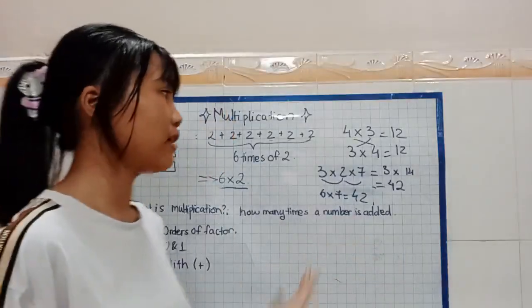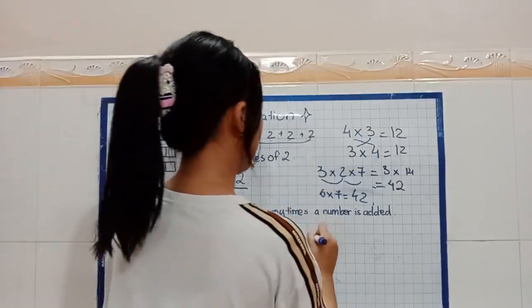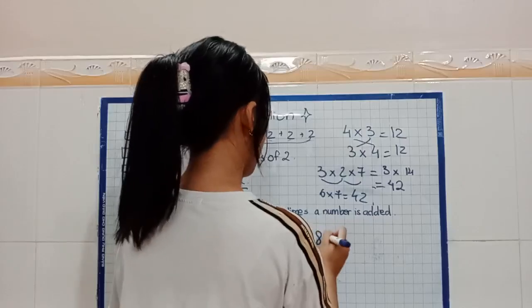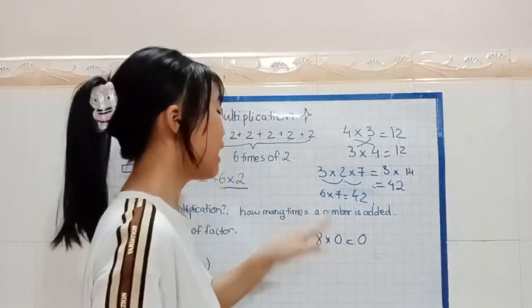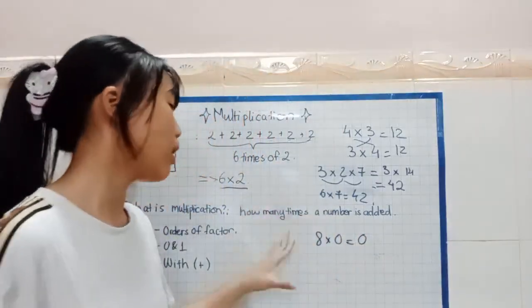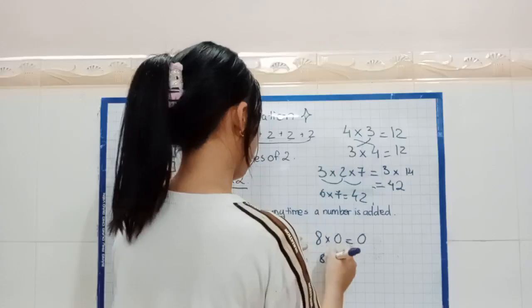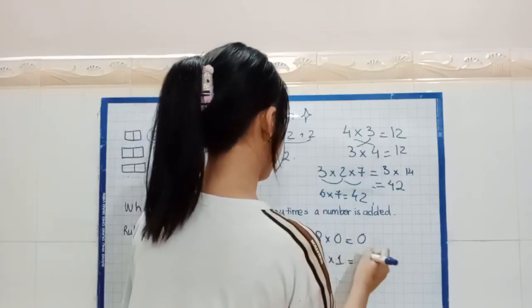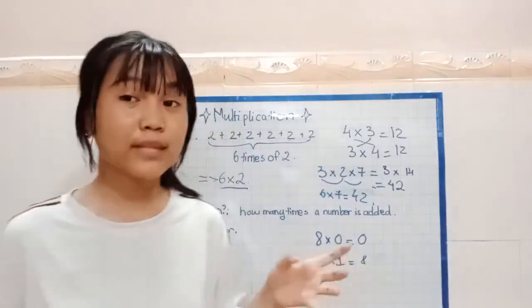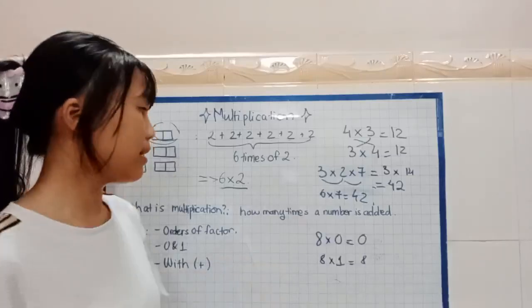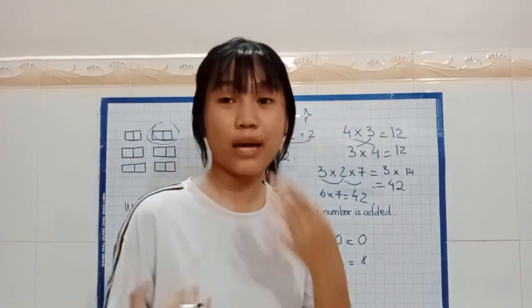Next is the rules of multiplying with 0 and 1. So now let's have a number. Like we have 8. If we multiply with 0, we would have 0. Because it's basically no times of 8. So there's no 8. So there's no number here. And now if we multiply it with 1, then we would get 8. Because 1 time of 8 is 8. That's really simple, right?